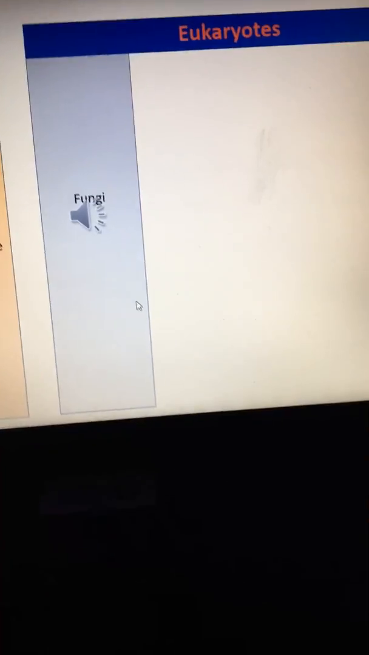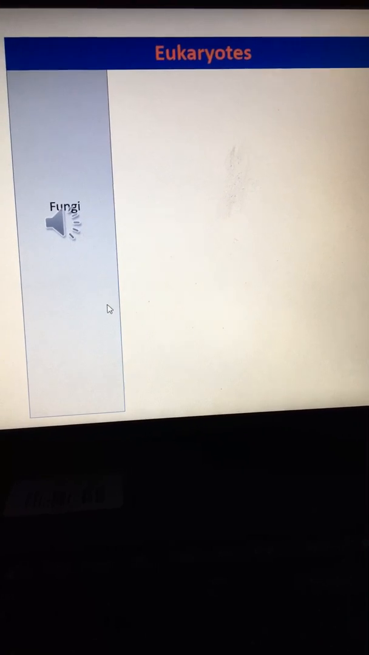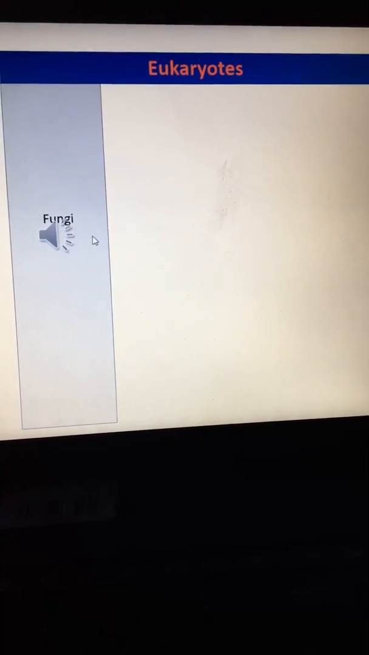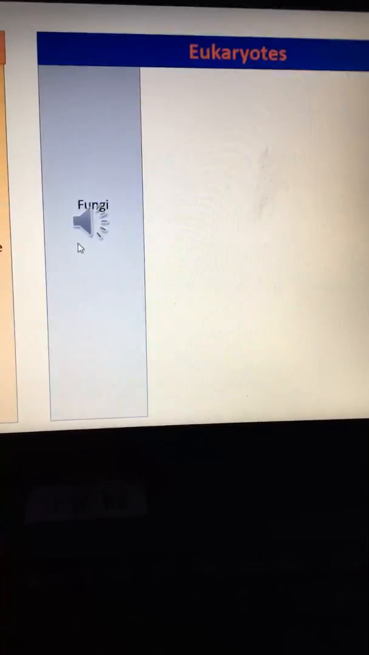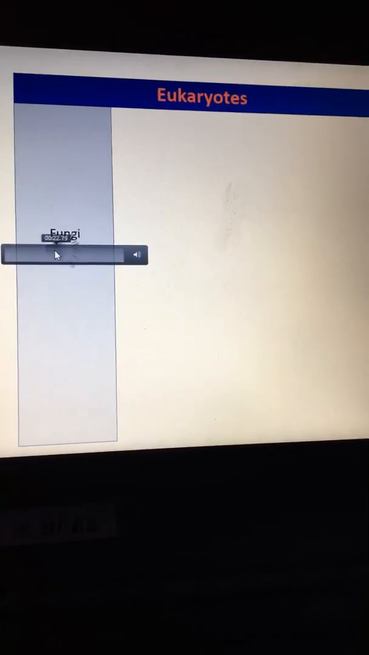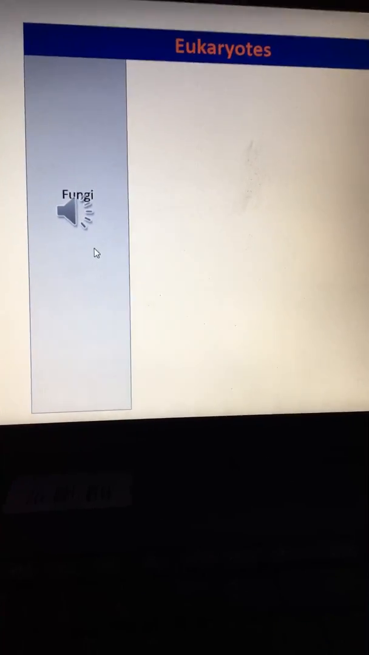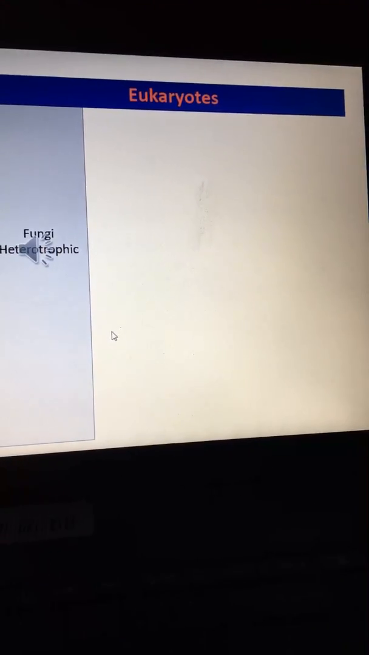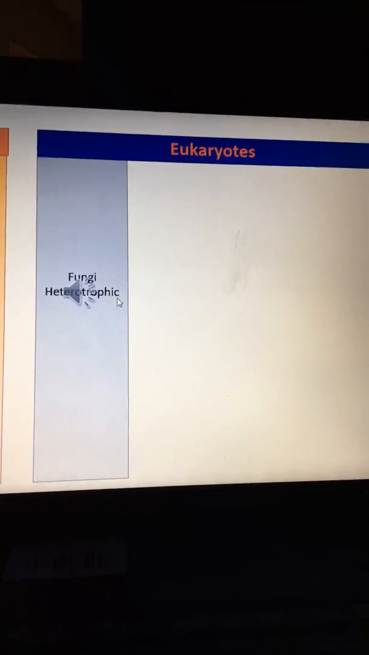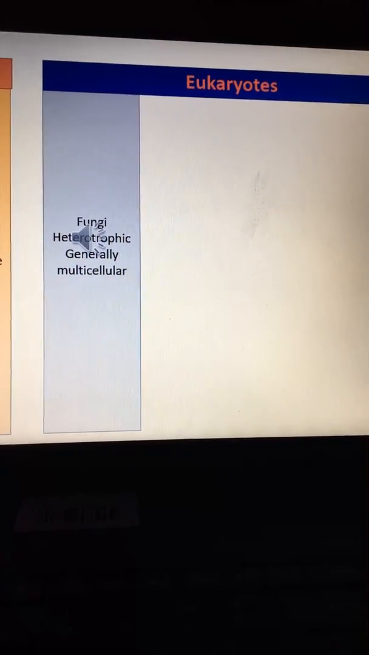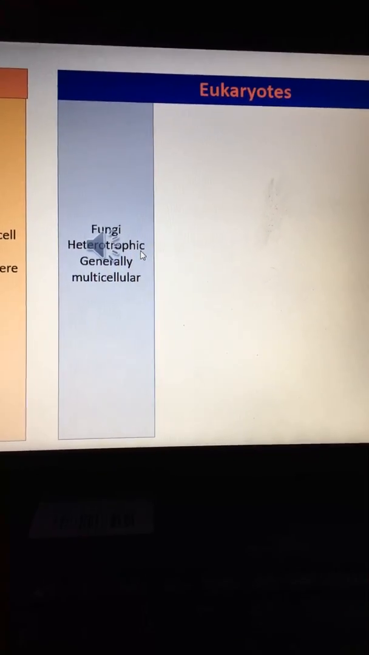The next category, we are going into the eukaryotics, and it's fungi. Oh, I've had a time with these things today. You want to talk about a learning curve. Anyways, fungi. Heterotrophic. What does that mean? That means that they can't make their own food like plants. They have to eat other organisms. They have a wide variety of strategies for eating other organisms, and we're going to be talking about that.